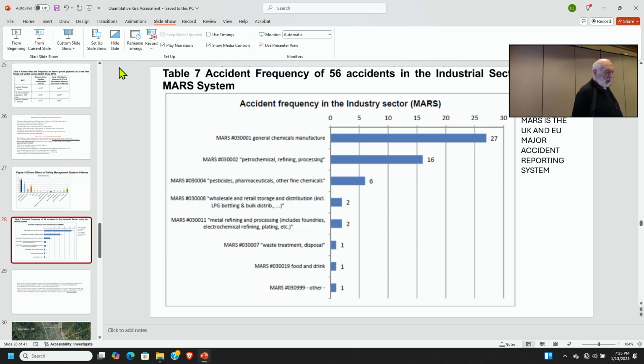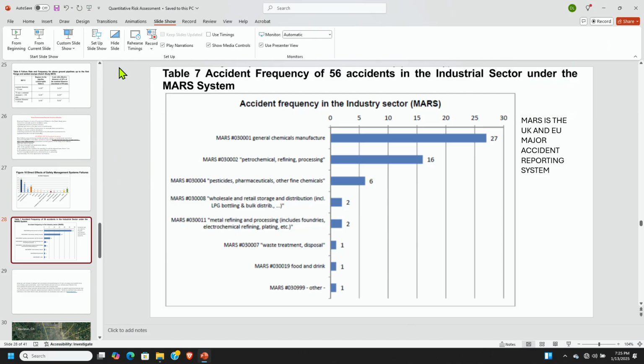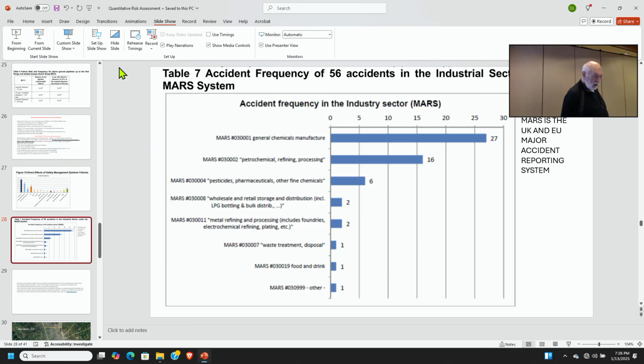When we looked at 56 accidents in the MARS, which is the major accident reporting system in the UK and in the EU, 27% of those were general classification chemicals manufacturers. Petrochemical refinery was 16. Pesticides, pharmaceuticals, and others is 6, and the rest are smaller, fortunately.